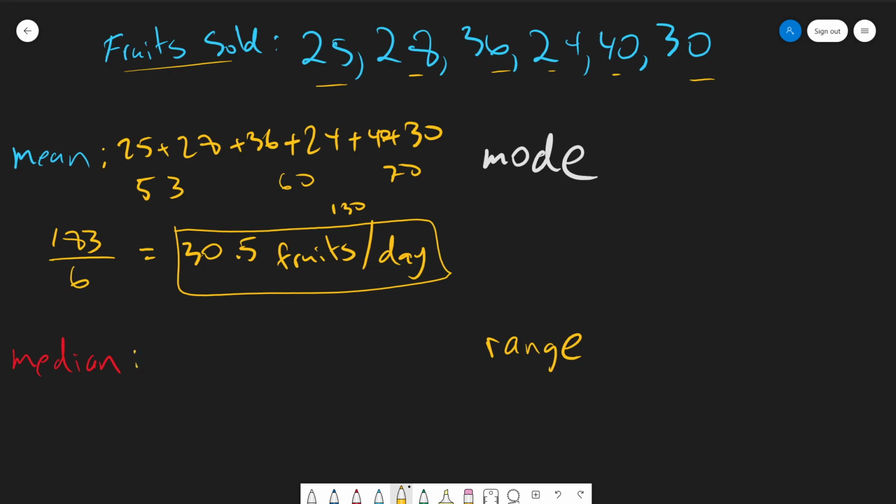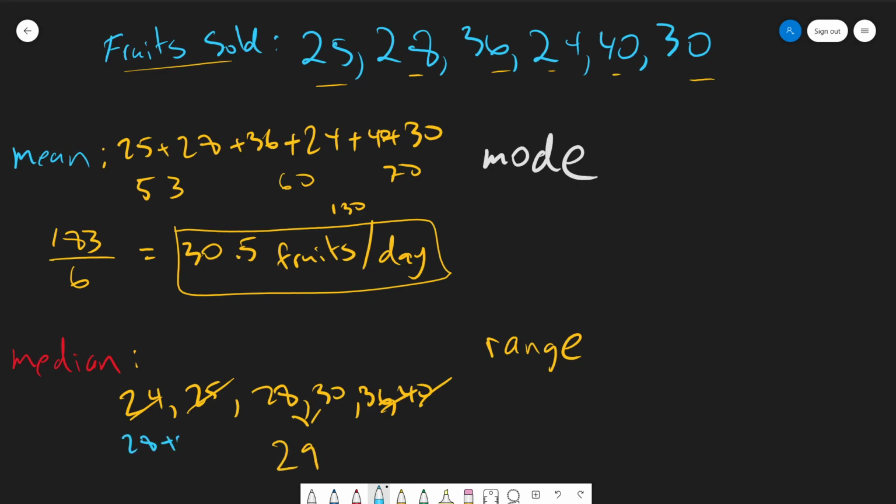What's my median? Well, we're going to have to order them for that. So 24, 25, 28, 30, 36, 40. Some people like to cross them off one at a time when they write them. So now here, as I go in, I've got 2 numbers in the middle, so I'm going to average them. So halfway between 28 and 30, thankfully, is really easy. I know it's 29, but if I did not have that easy setup, I would add them up and divide by 2. So that's going to be my median.